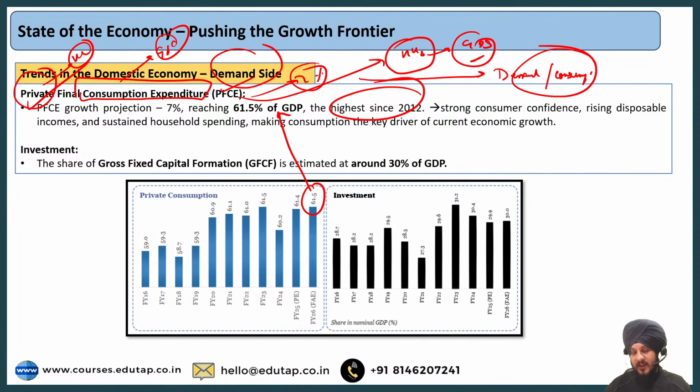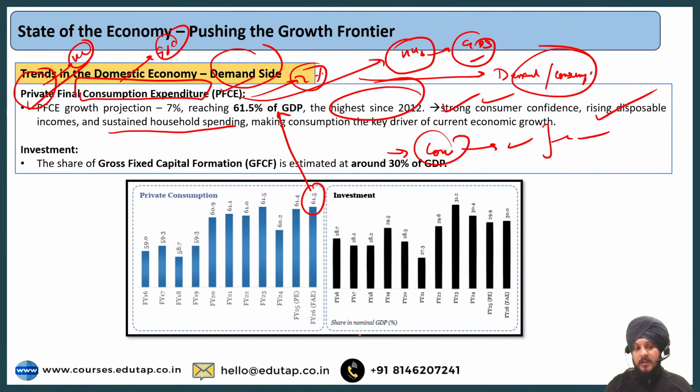And when this PFCE is doing good, what does it do? It increases the consumer confidence in the market. It highlights the rising disposable income of the different consumers, and it also highlights sustained household spending. All these three parameters are very important because they make consumption a key driver of the current economic growth. And as I told you, the economic survey also says the same, that these demand side drivers are playing a very important role in this projected 7.4% real GDP growth.